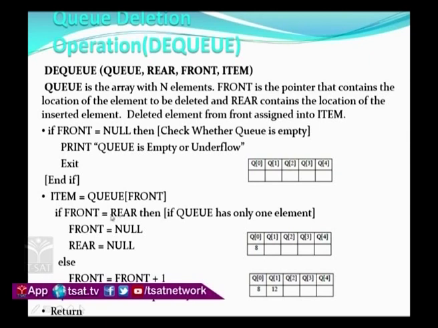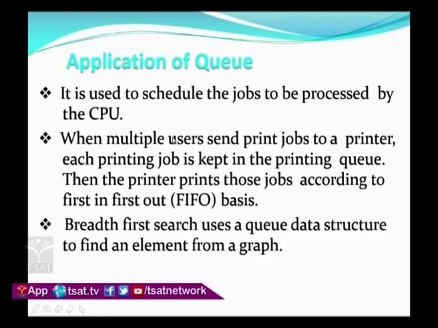So in that case, front and rear are both the same. Now front equals null and rear equals null, so in this case, the queue is empty. Otherwise, front is incremented by 1, which means the first position element is removed. So these are the applications of queue.